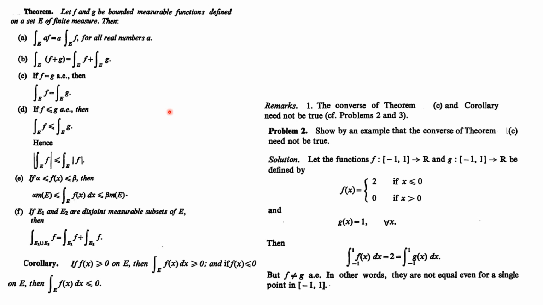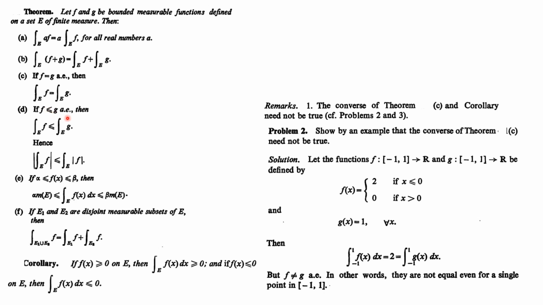In the last lecture, I have already discussed this theorem: let f and g be bounded measurable functions defined on a set E of finite measure, then the following properties hold. The integral of a times f is a times the integral of f over E, where a is any constant. The integral of f plus g over E is the integral of f over E plus the integral of g over E. If two functions are the same almost everywhere, then their integrals are the same.